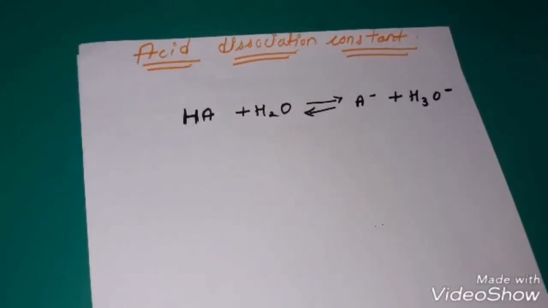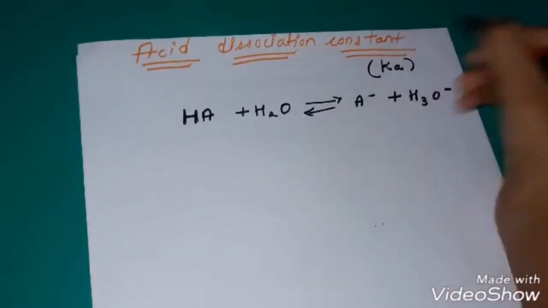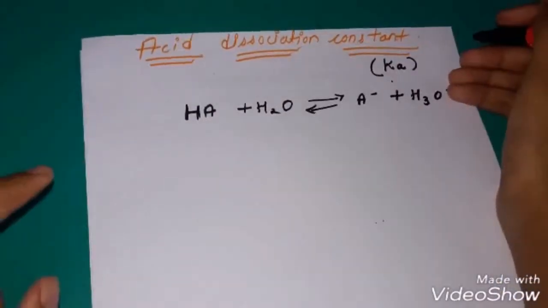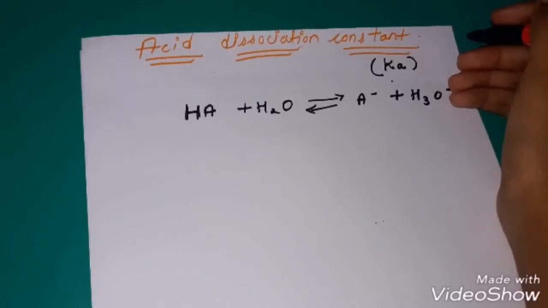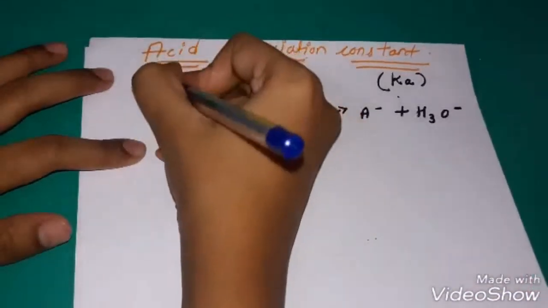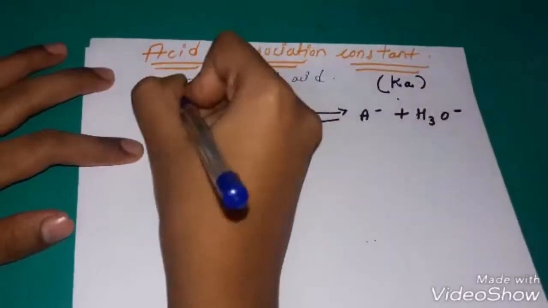So this is our second topic, acid dissociation constant. Before moving on to the pH and pK topic, I wanted you to know this one. So what is acid dissociation constant? We define it as Ka. This is the sign, this is the acid dissociation constant. Ka measures the strength of acid in a solution. Okay, so it measures the strength of the acid.